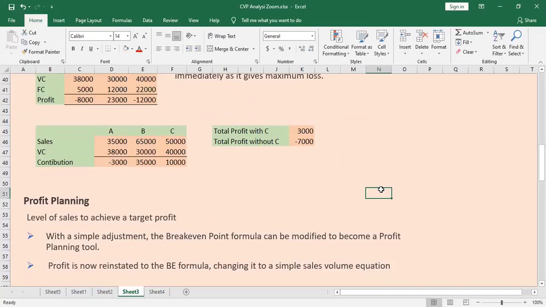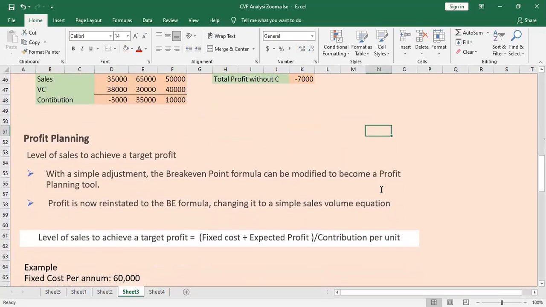Right. Then we have profit planning. In light of the formula that we have discussed earlier to calculate the break-even point, we can use the same formula in order to plan for profit. It's about how many units we should sell in order to reach some amount of profit. That planning can be done by using this particular break-even formula.